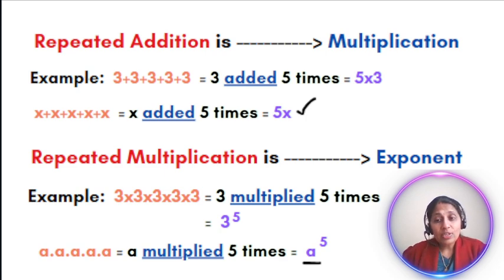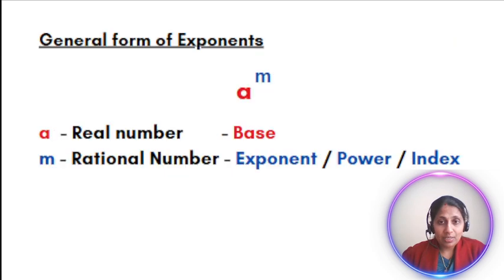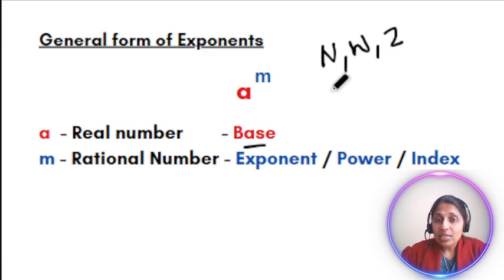Let's see what the general form of an exponent is. It is usually written in the form a to the power of m. So what is this a? A is a real number which is called the base. Real number means a can take any value like natural numbers, whole numbers, integers, rational numbers as well as irrational numbers. And what is this m?